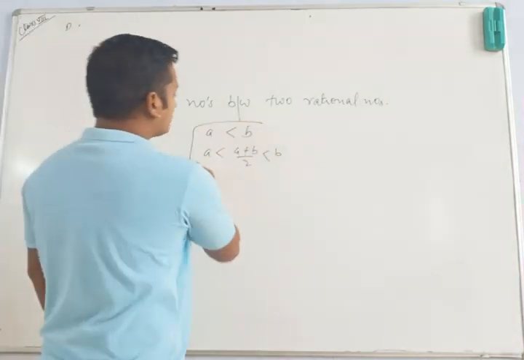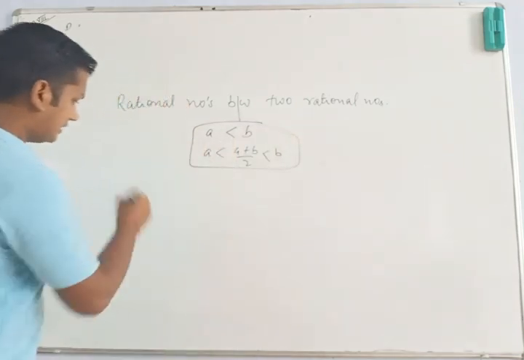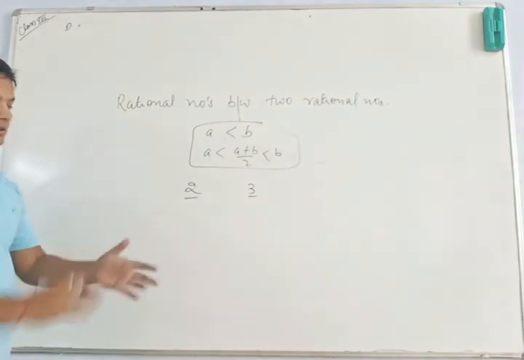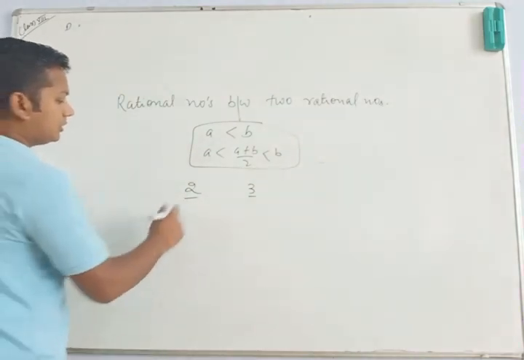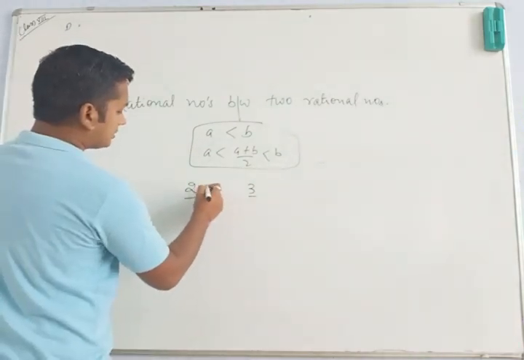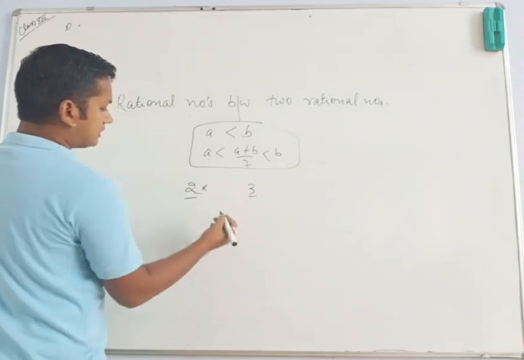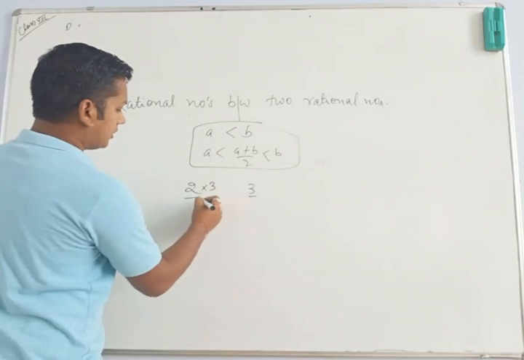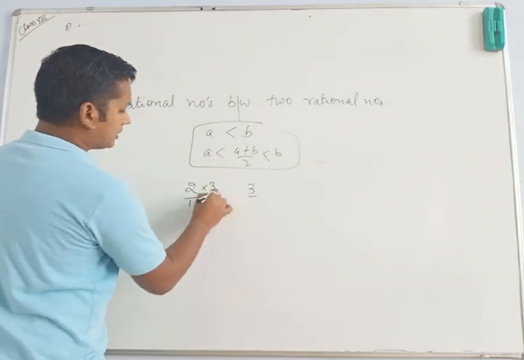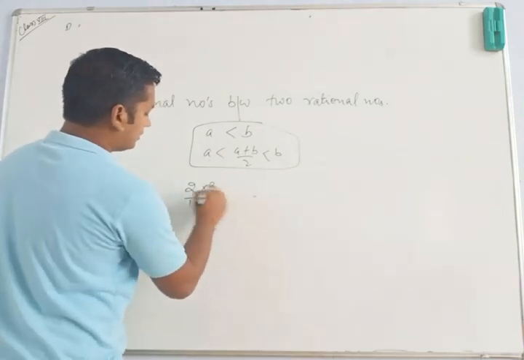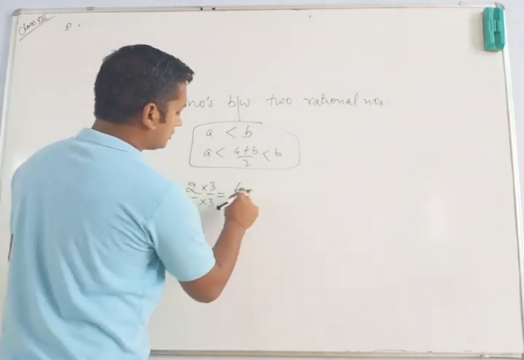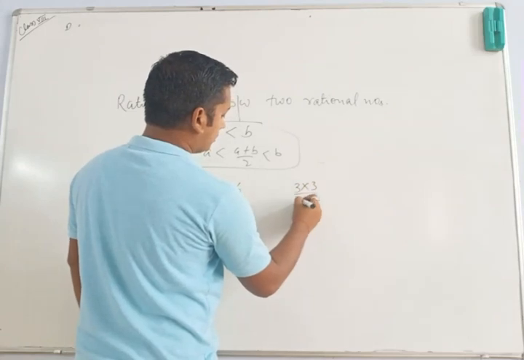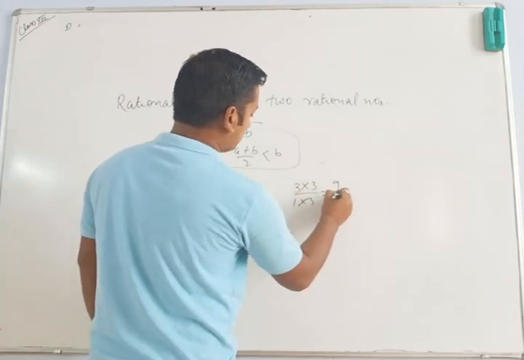Another method is quite simple. Let's see it. Again, I want to find, let's say, three rational numbers between 2 and 3. So what I will be doing is making it a fraction. I have to find 3 rational numbers, so I will multiply the numerator and the denominator by 3. So 2 into 3 is 6 upon 3, and 3 into 3 is 9 upon 3.